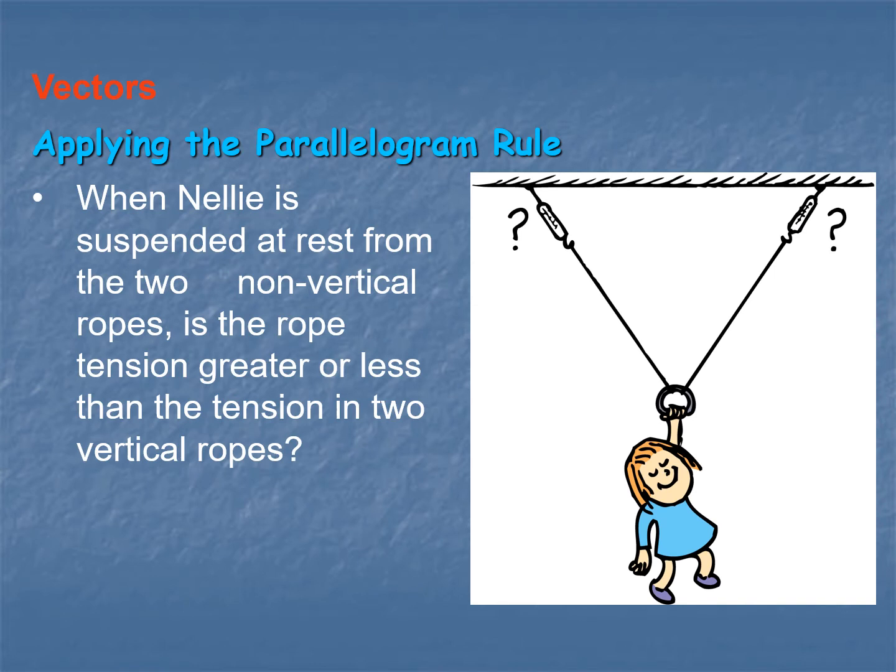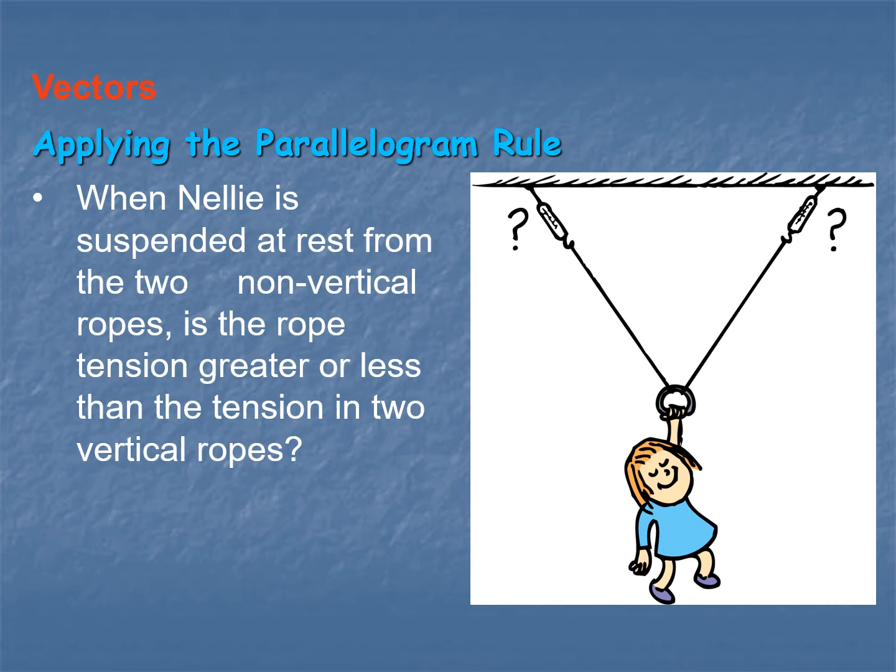So here's a practical example of the parallelogram method or rule at work. Here's Nellie Newton suspended on a ring from two strands of rope that are attached to the ceiling. It also has two spring scales there. And the question is, what would those spring scales read? Would the tension in the actual rope be greater or less than the tension if you had, say, two ropes that were hanging straight up and down?